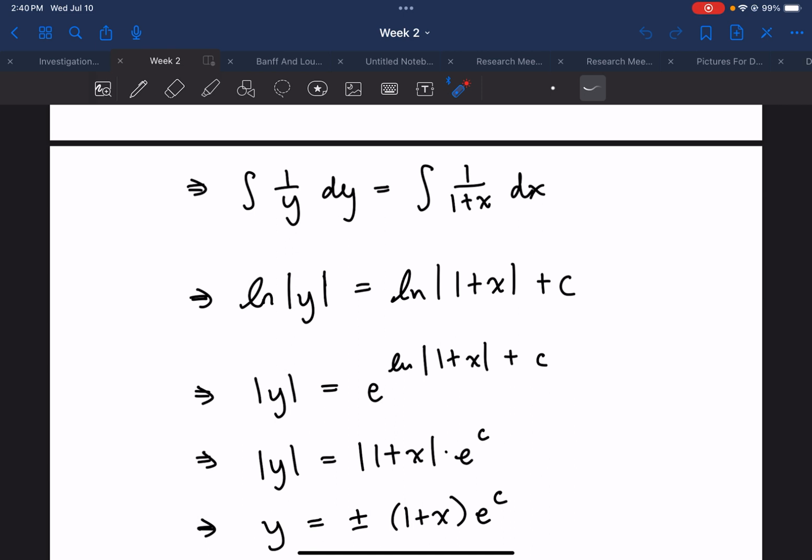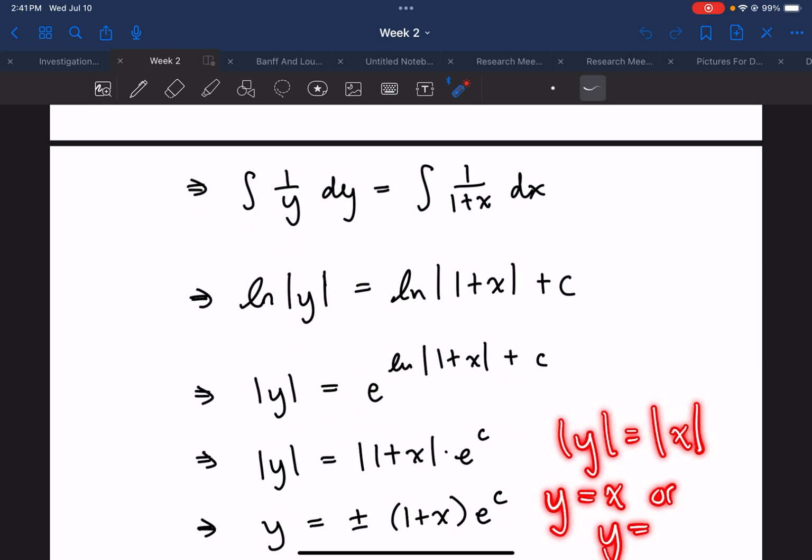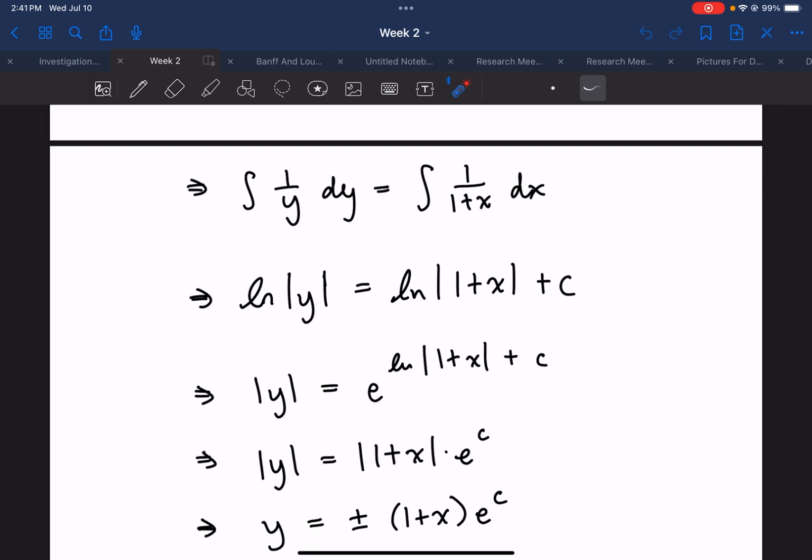And if you've forgotten how to get rid of absolute values, you do that by putting a plus minus. So when you drop absolute values on all sides, you just add a plus minus on one side. Because if absolute value of y equals absolute value of x, that means that either y equals x or y equals negative x. Those are the only two options. So in order to drop absolute value bars, you just add a plus minus.